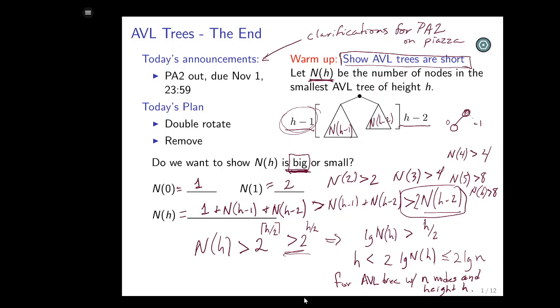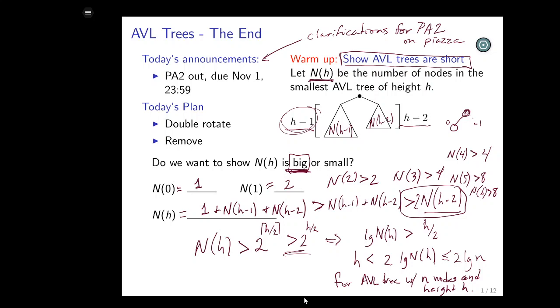How did you get the inequality 2 times log of the number of nodes for a tree of height h is less than 2 times log n? Well, I'm assuming here that n is the number of nodes in an AVL tree of height h. That's what this statement at the bottom says. So if I have any AVL tree with n nodes and height h, then the number of nodes it has, because it's a tree of height h, has to be bigger than N of h.